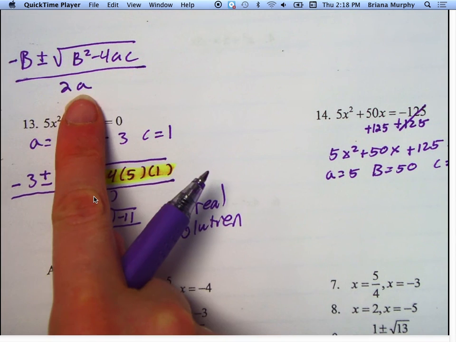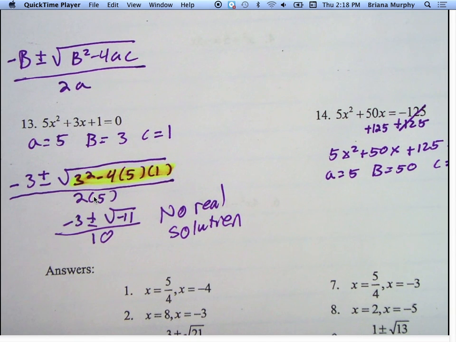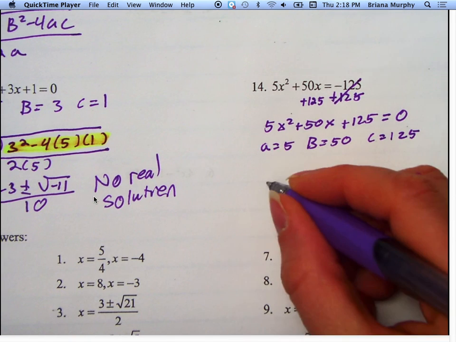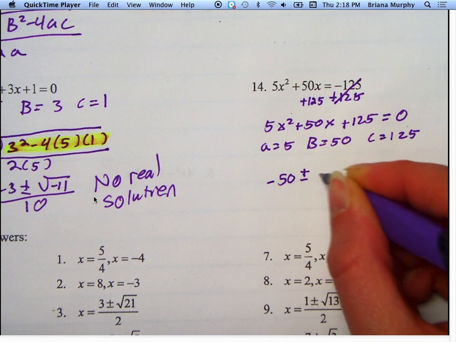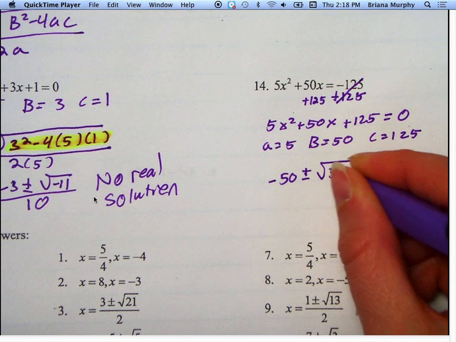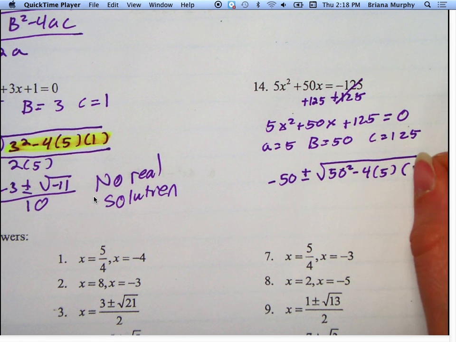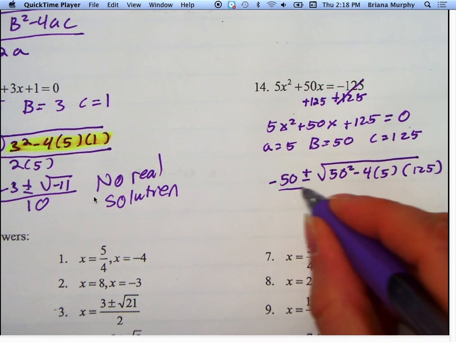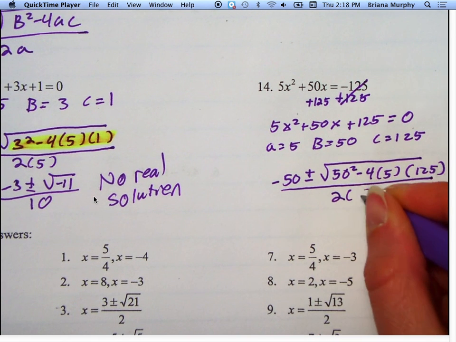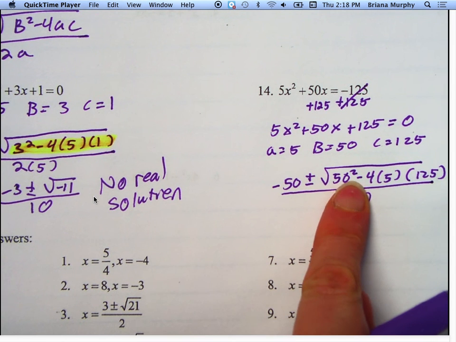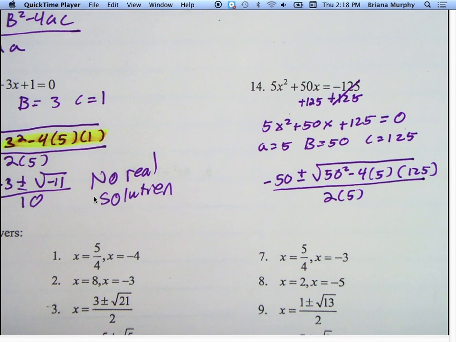This equation up here, negative b plus or minus the square root of b squared minus 4ac all over 2a. So let's put it in. We get negative 50 plus or minus the square root of 50 squared minus 4 times 5 times 125 all over 2 times 5. Okay, let's do under the discriminant first. 50 squared minus 4 times 5 times 125. What do you get? Times 5 times what? 125.